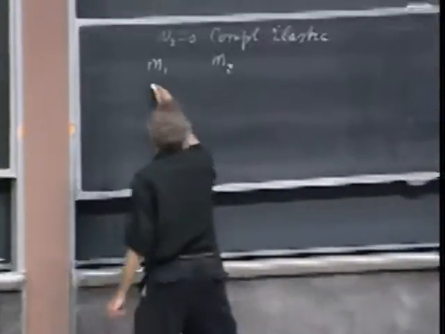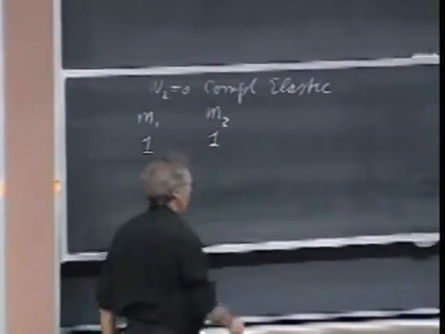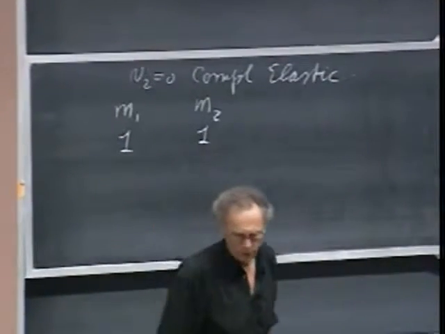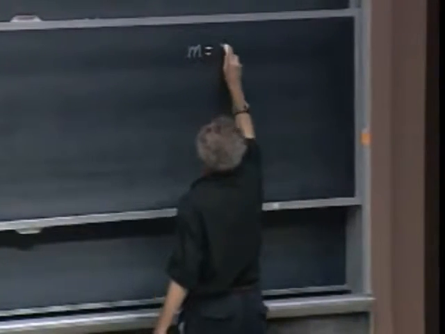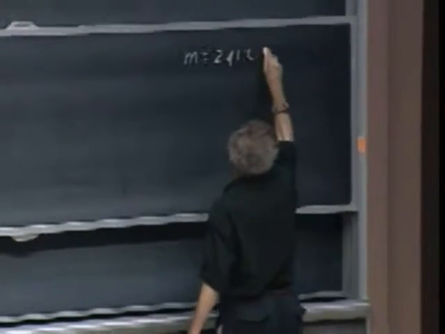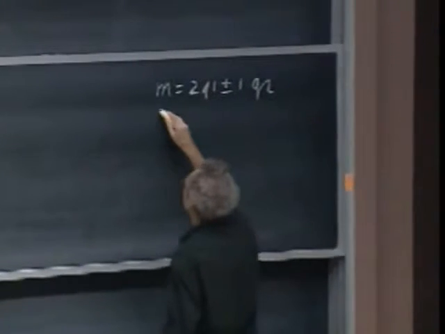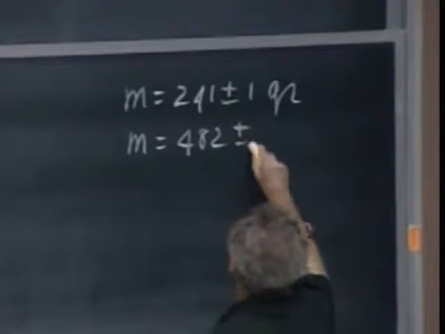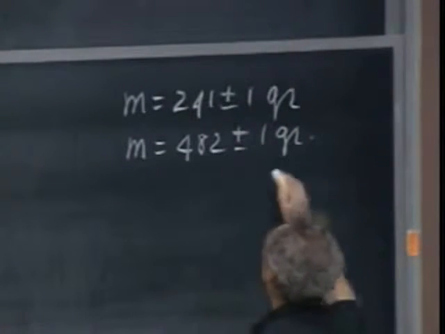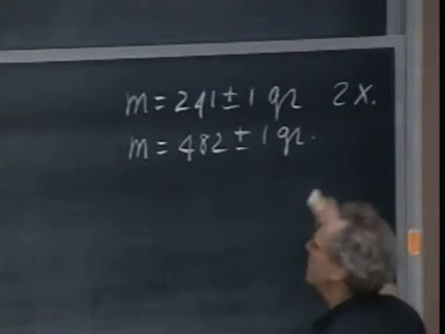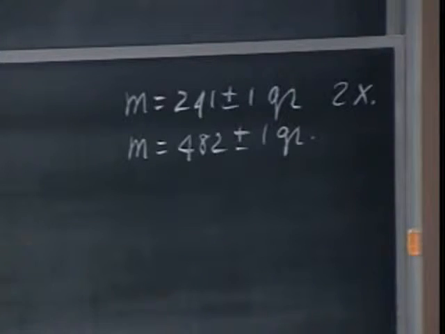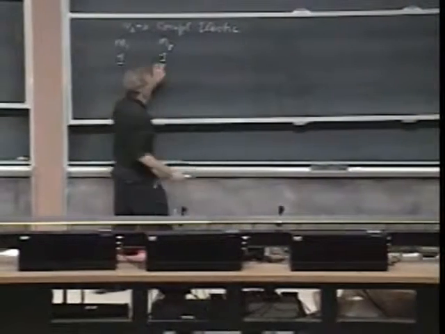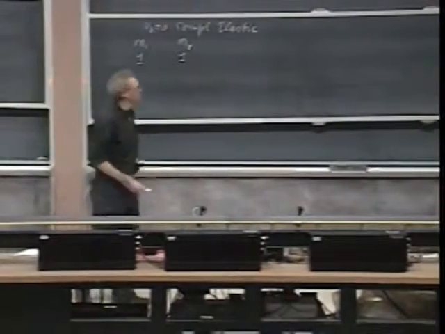So I have one mass of unit 1. I will tell you what that is. And I bang that into number 2. And the masses that I have, one mass is 241 plus or minus 1 gram. And the other mass that I have is 482 plus or minus 1 gram. And I have 2 of these. And in my first experiment, I will use these 2. So this is the ratio that you see, 1 to 1.